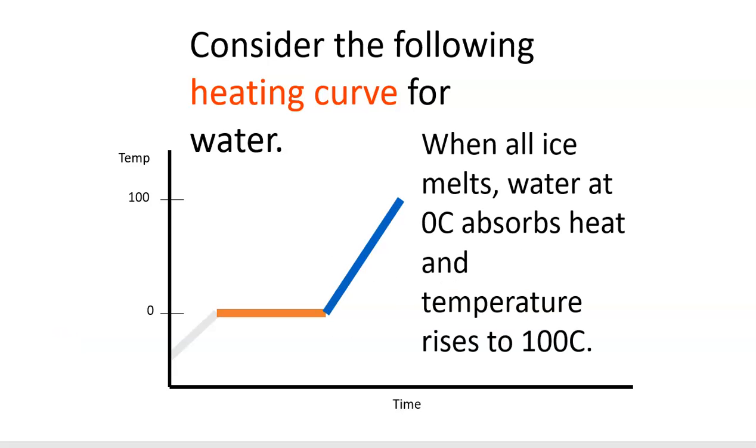When all the ice melts, water at 0 degrees Celsius will absorb heat and the temperature will rise again. So once all that ice is melted, we will see that rise in temperature once again. So we've had a rise, the flat space, and then another rise.